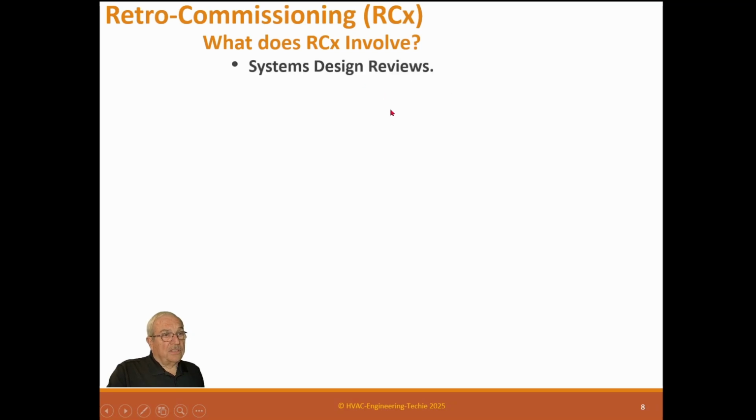So what does RCx involve? It involves system design reviews. In other words, you go back and find the original drawings, and you figure out, is this a really good design, or did this design have issues to start with?